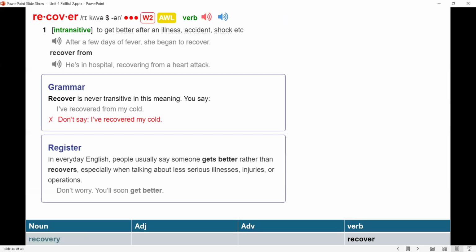Recover. Recover means to get better after an illness, accident, shock, etc. Recover from something. In everyday English, people say get better, but in academic English, it's better to use recover. And let's read one example. He's in hospital recovering from a heart attack.